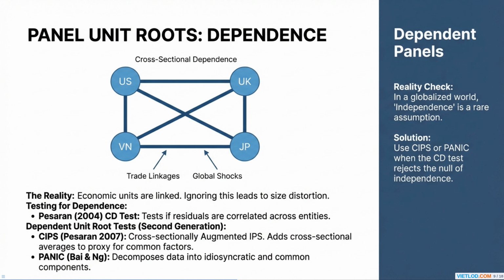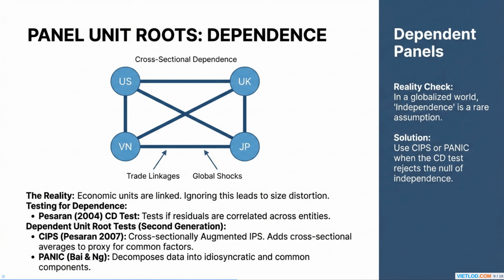In reality, economic units are interconnected through trade, financial markets, and global shocks like oil price hikes or pandemics. Ignoring this cross-sectional dependence can severely distort test results, leading to false conclusions. The first step is to formally test for this dependence. The Pesaran 2004 CD test is the standard tool for this. It checks if the residuals from individual regressions are correlated across the different units in the panel.